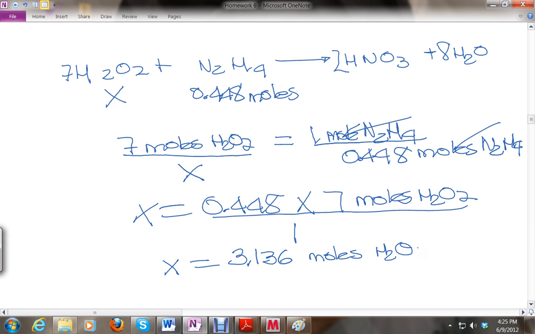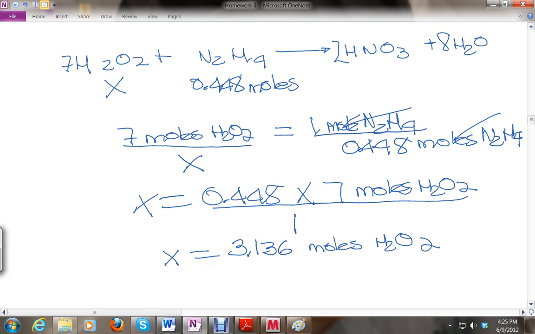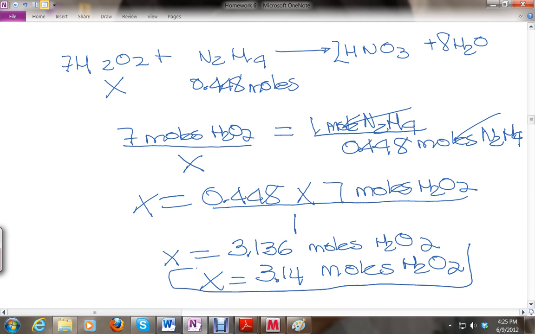And listen here, right? Here you got 1, 2, 3, 4, and the problem, I don't need to go back up to it, you can see it, but they're giving us 3 sig figs, 0.448 moles of hydrazine. So our answer should be 3 sig figs, 3.14 moles of H2O2. Now I'm going to stop this video, post it, and in the meantime, I'm already working with the next one.